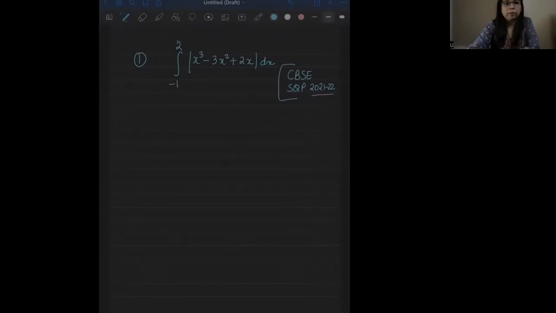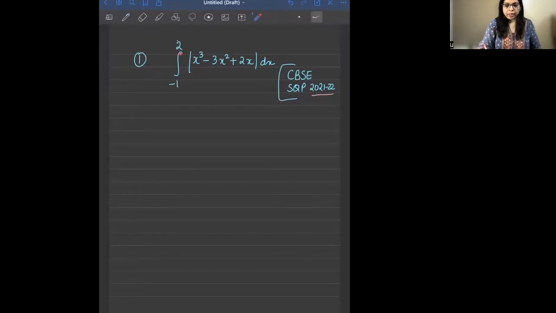Hi students, in class 12 maths, many students face problems in integration. So today we will do some very important questions of definite integration. These are all modulus questions and they have been frequently asked in board exams. So let us start with our first question.